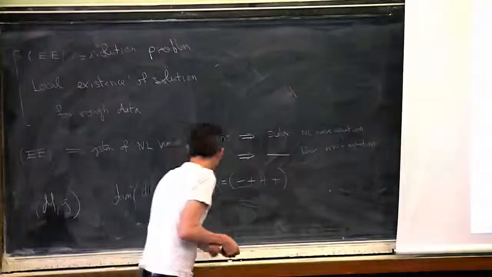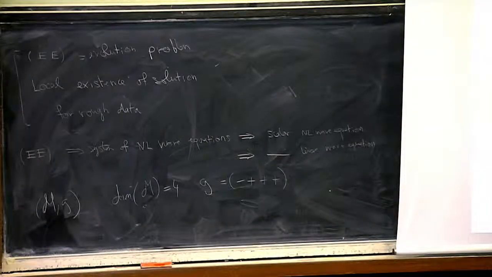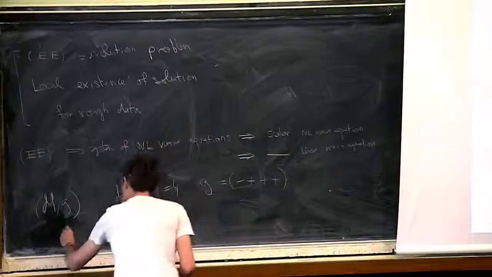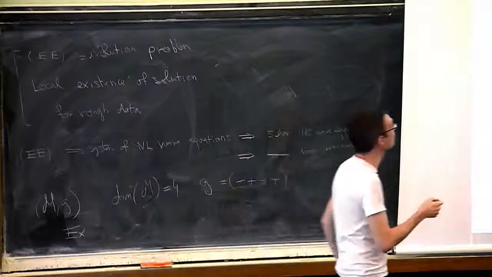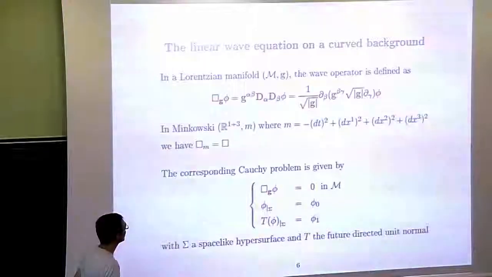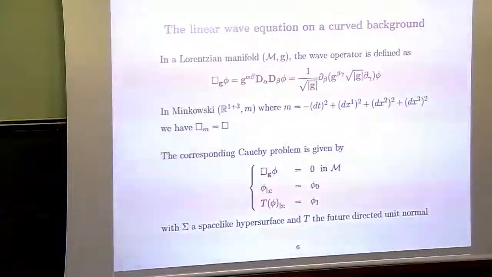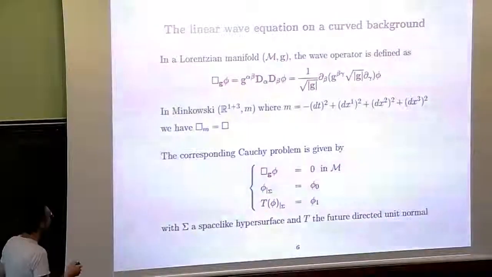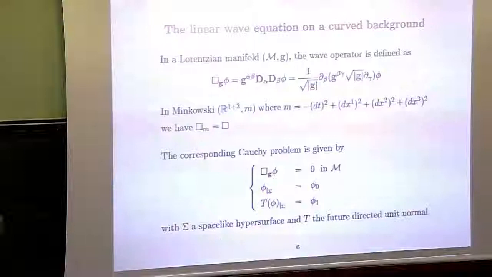Okay, and of course the most basic example is the Minkowski spacetime. So you take your manifold to be R^(1+3) and the metric m to be the Minkowski matrix. So it's minus dt squared plus dx1 squared plus dx2 squared plus dx3 squared. So the Minkowski spacetime is to Lorentzian geometry what the Euclidean space is to Riemannian geometry. Okay, anyway, so now I want to consider a general Lorentzian manifold in the physically relevant dimension 4.